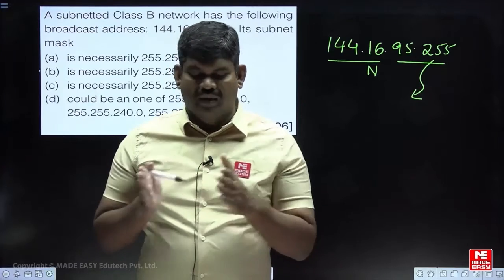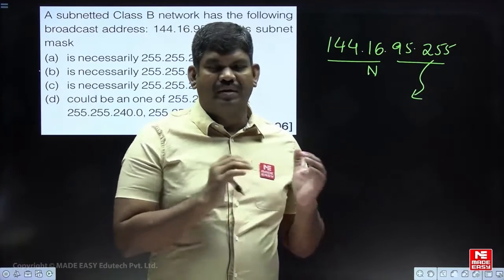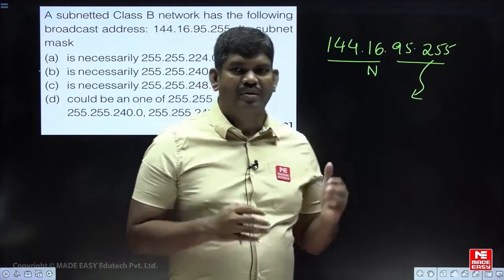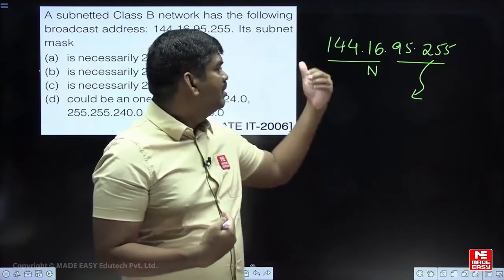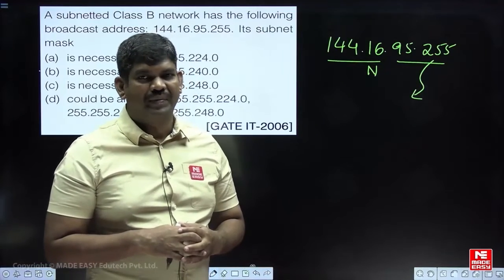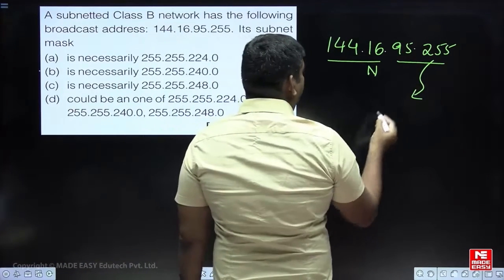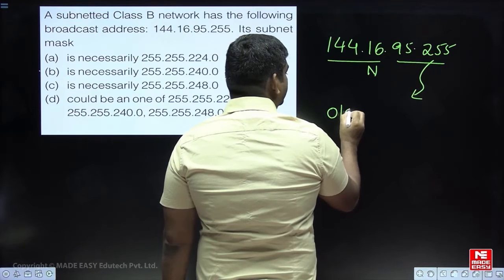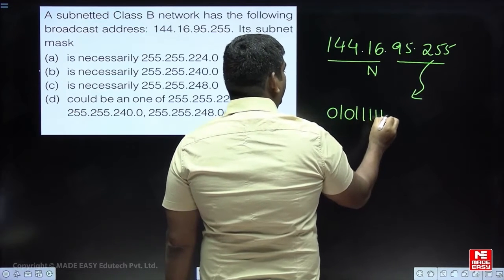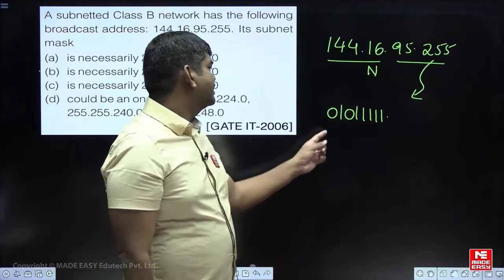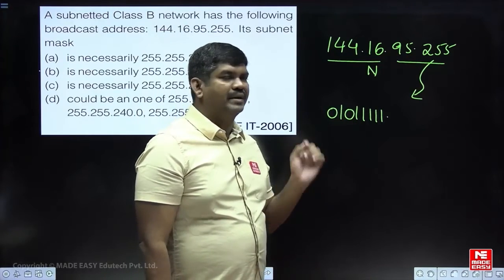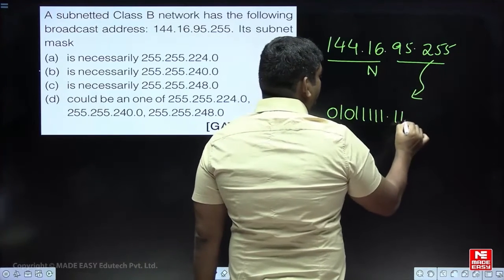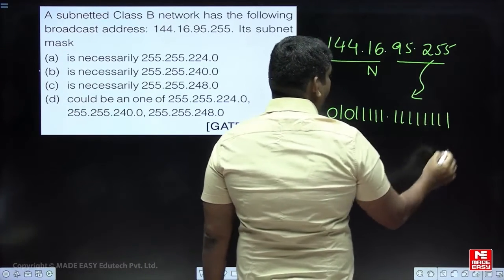The network, subnet and host bits will be decided from the mask, which is given in the options. So you have to start solving from the options and then find out whether it is a suitable value or not. Here, this 95.255 I can write like this: 0, 1, 0 followed by 5 ones. You can say 64 plus 31, it becomes 95.